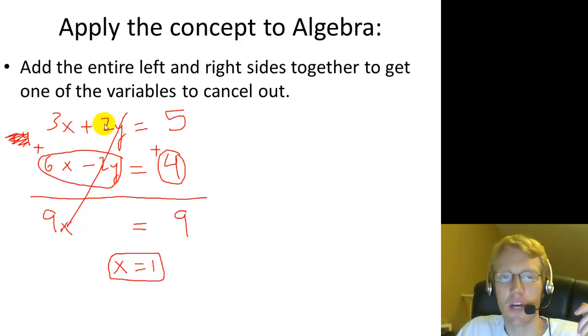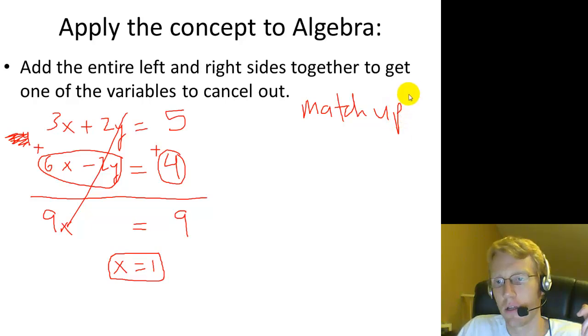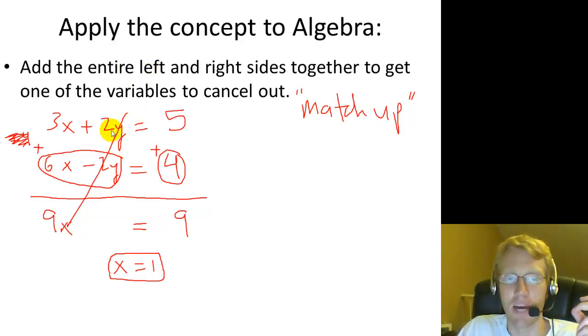But if you get two of these variables to match up, so I like to call this matching up, that means you have a positive and a negative value that will cancel each other out when you add the two equations together. If you have either the x variables matching up or the y variables matching up, then this elimination method, which is also often called the addition method because you're adding two equations together, is a fantastic way to do it.